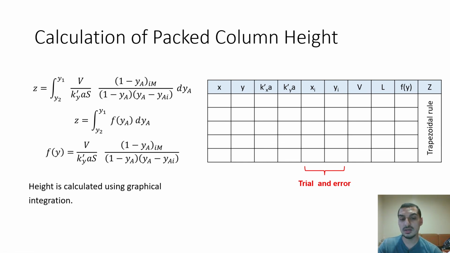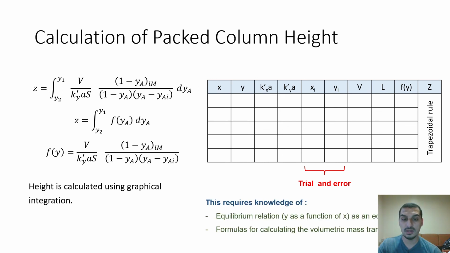This will require knowledge of different things. We need to know the equilibrium relation, y as a function of x as an equation, because this is one of the things we need to calculate the x interface and y interface. And we should have formulas to calculate the k dash xa and k dash ya, and this is one thing that we'll see as well. And we should know the cross-section area of the column, which is something that we didn't need before.